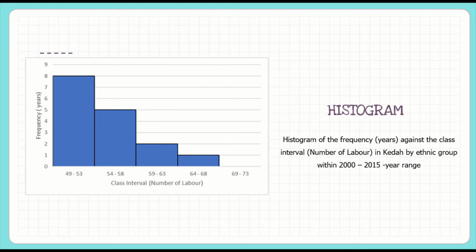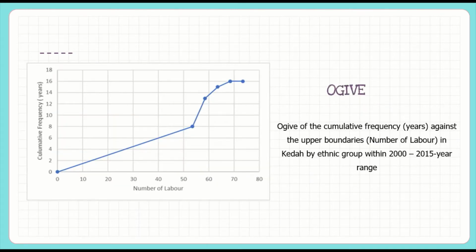Next, this slide shows the histogram graph obtained from the retrieved data of employed persons by ethnic group in Kedah within the 2000 until 2015 year range. The y-axis is the frequency, which is the year, and the x-axis is the class interval, which is the total employed person.